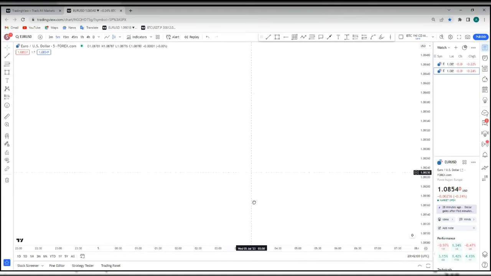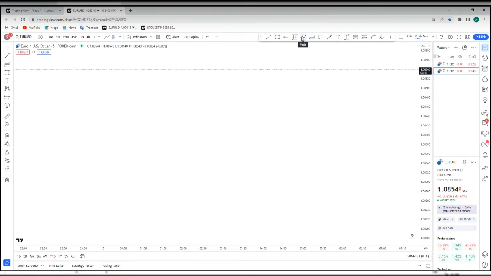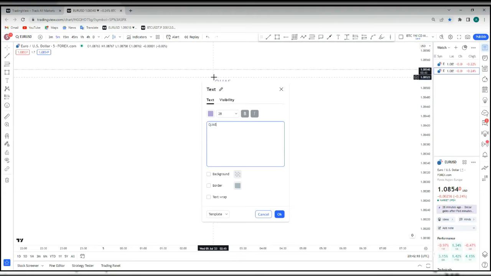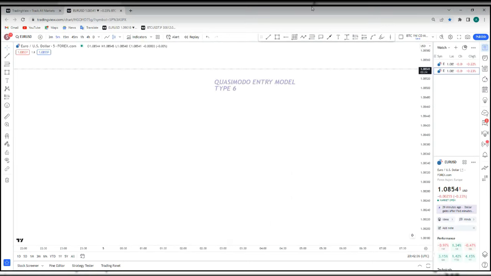Okay. Now the type C is the box setup. Let me call it the Quasimodo. Quasimodo type. Now this, we have two types of this. Number one.